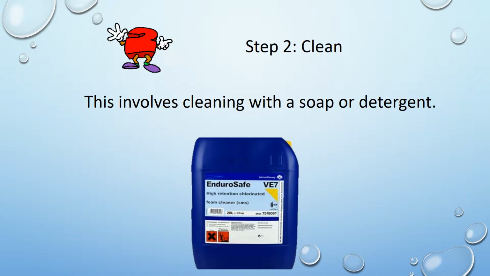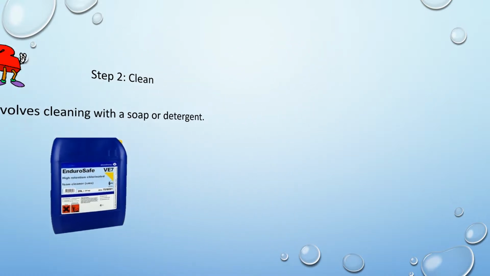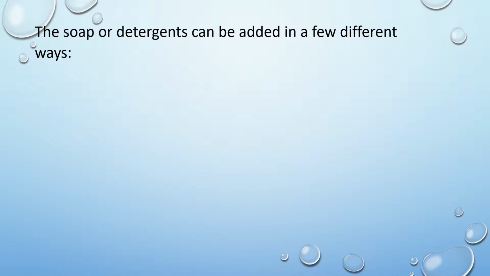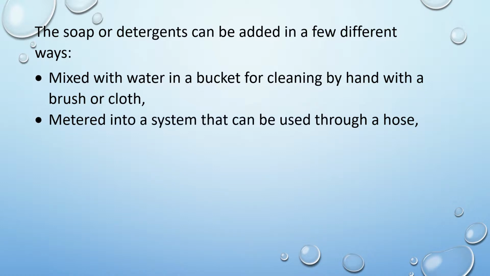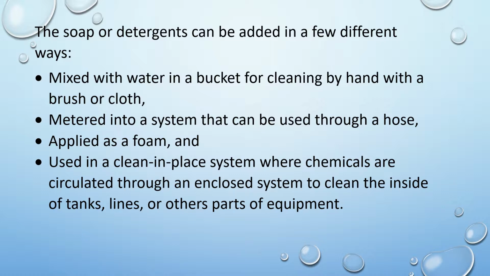Step 2, cleaning with the chemical. This involves cleaning with a soap or a detergent. The soap and detergents can be added in a few different ways. Mixed with water in a bucket for cleaning by hand with a brush or a cloth. Metered into a system that can be used through a hose. Applied as a foam, and used in a clean-in-place system where chemicals are circulated through an enclosed system to clean inside of tanks, lines, and other parts of equipment.